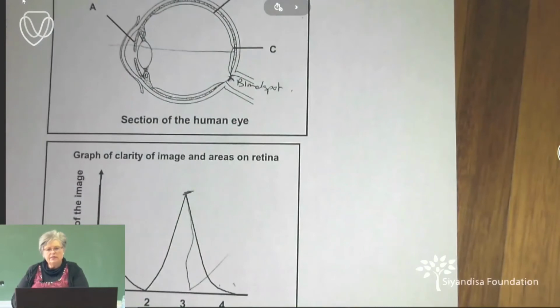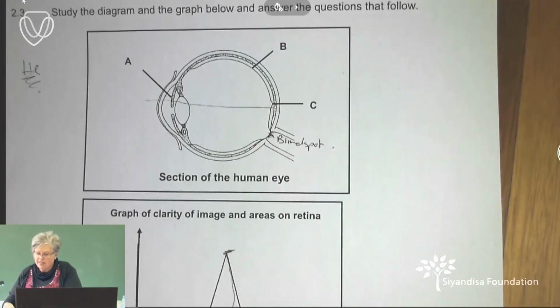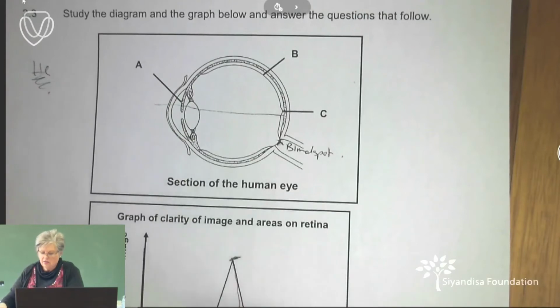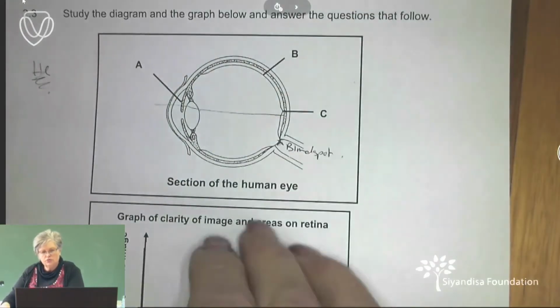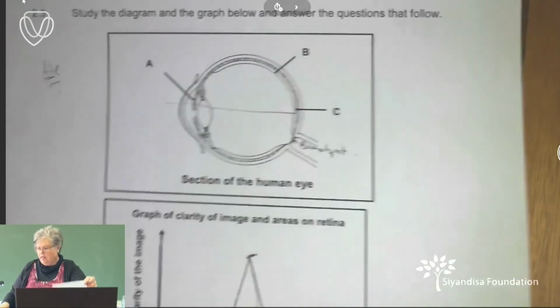Okay. So typically this is how examiners tweak questions on the eye. They ask you the function, but you have to get the answer from looking at 2 diagrams.